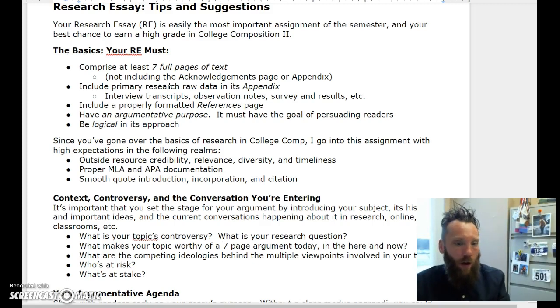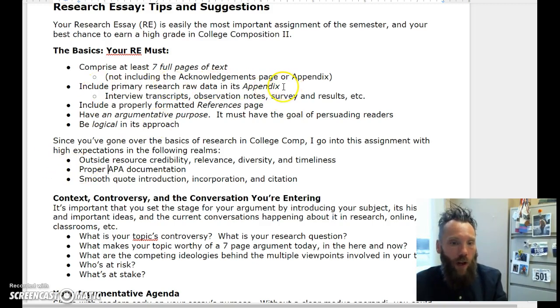APA is going to be my strong preference. If you want to do MLA, I'm not going to bring down the hammer on you too bad, but you're going to use APA in your college career, so you probably should get as much practice with it as possible, and what better class to get practice in than your writing class. Okay, what else?